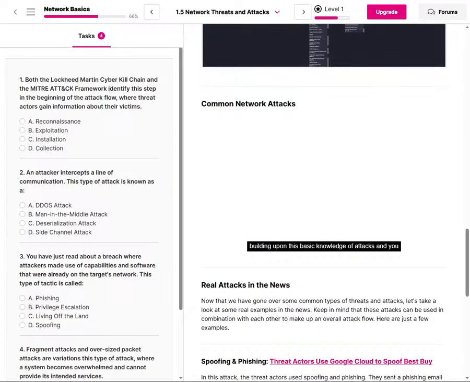And that's one of the biggest challenges in cybersecurity. The attackers never sleep, and we can't sleep either.